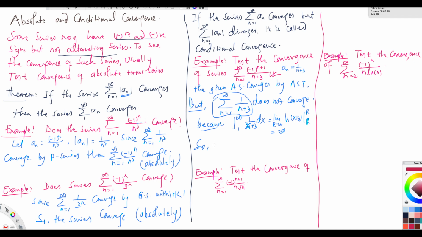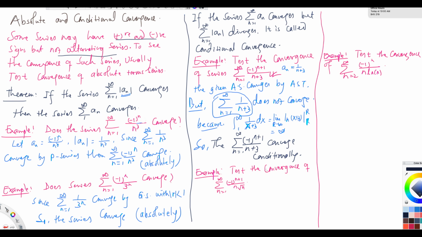So the given series, the series from n equals 1 through infinity of negative 1 to the n plus 1 over n plus 3, converges conditionally. This converges conditionally because the regular series, the given series, converges, but the absolute value series does not converge. Okay, so it converges conditionally.